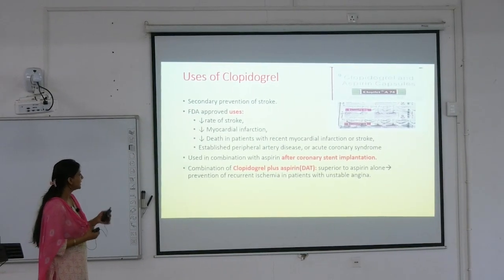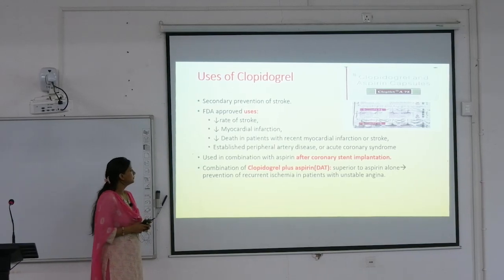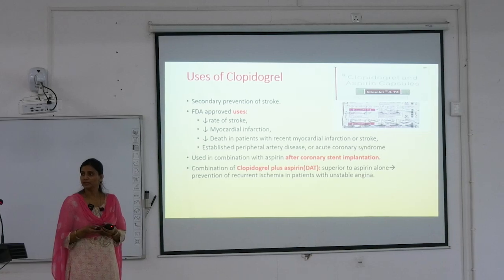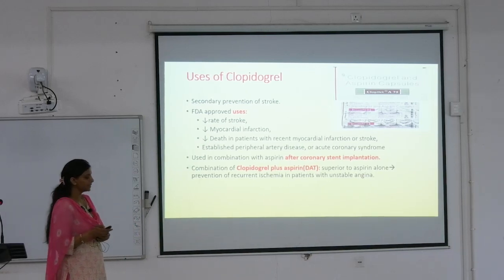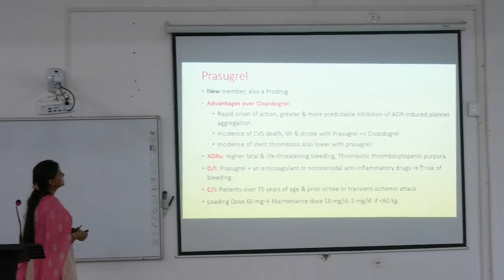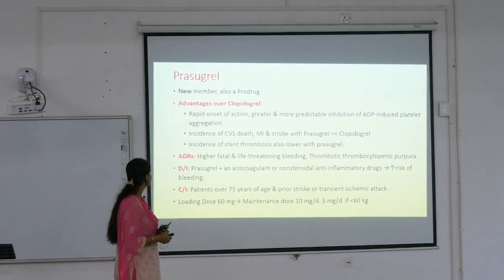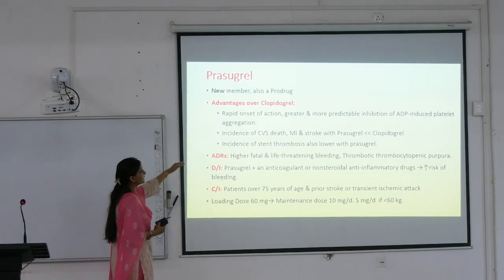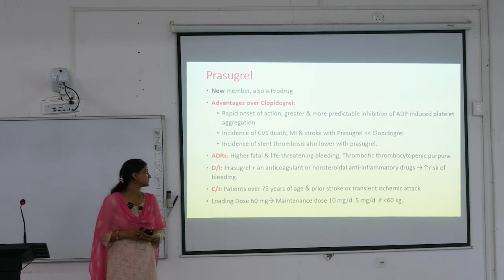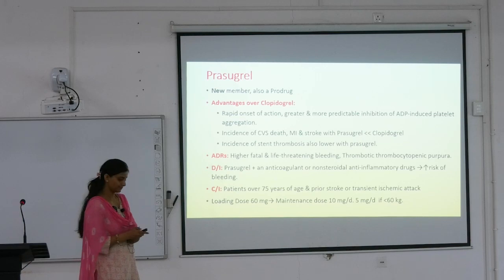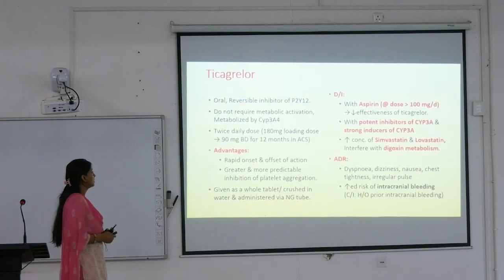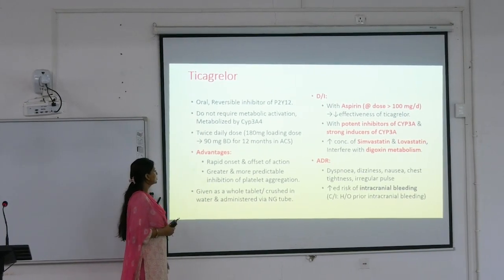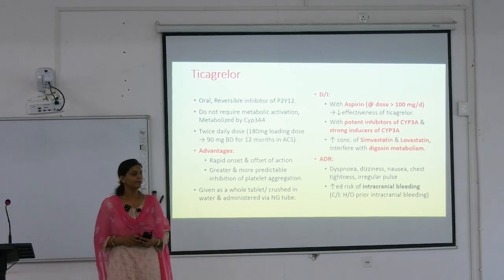What are the uses? Same: stroke, myocardial infarction. Okay, after coronary stent implantation, clopidogrel is used. After myocardial infarction or stroke, these patients are given this. Next, newer drug, that is prasugrel. After clopidogrel, a newer drug came. Okay, what are the advantages? Rapid onset of action, and the incidence of cardiovascular death is decreased. Incidence of stent thrombosis also decreases. So this was the advantage. Next drug, ticagrelor. Advantage: it can be given orally, twice daily dosing. Advantages are rapid onset of action, greater and more predictable inhibition of platelet aggregation.